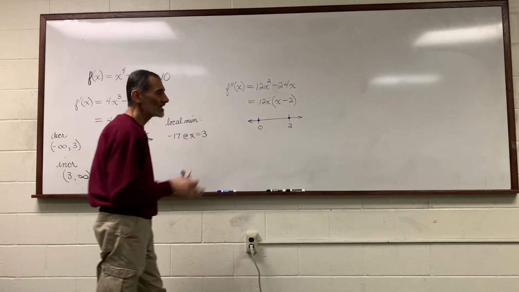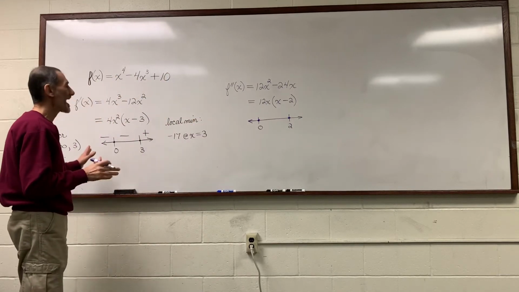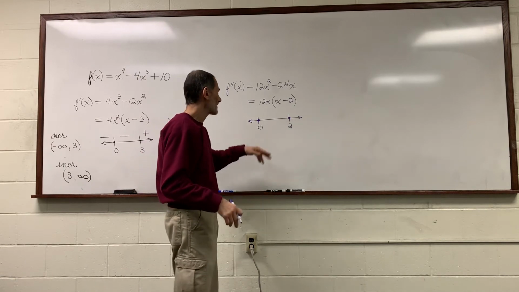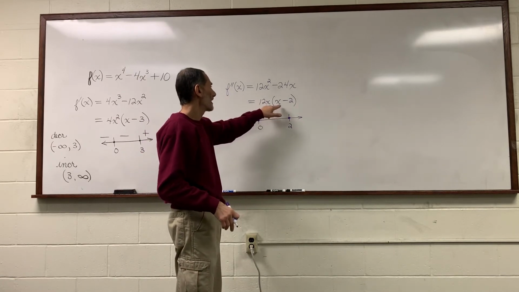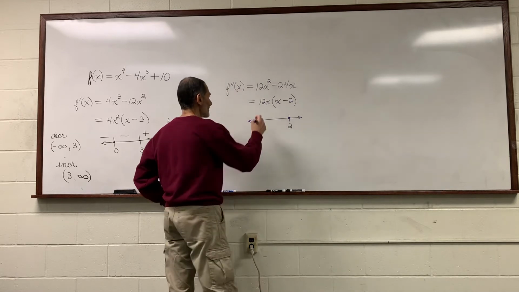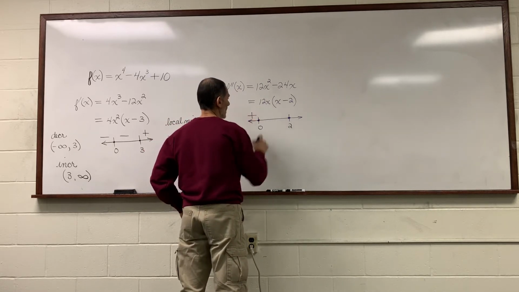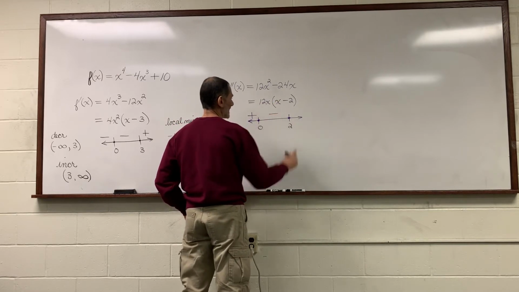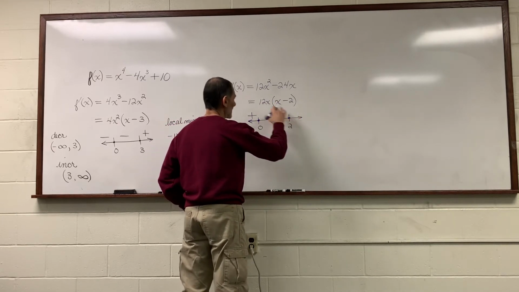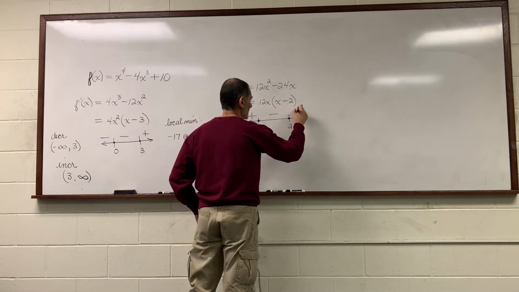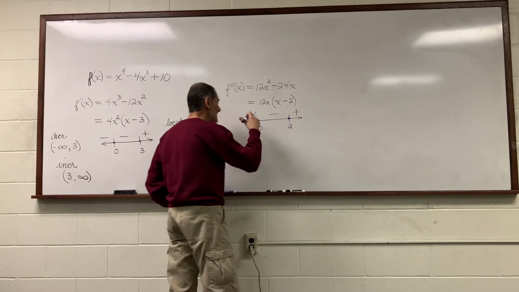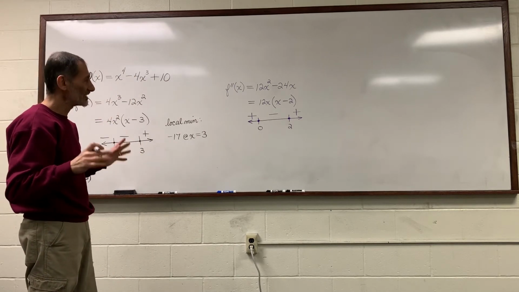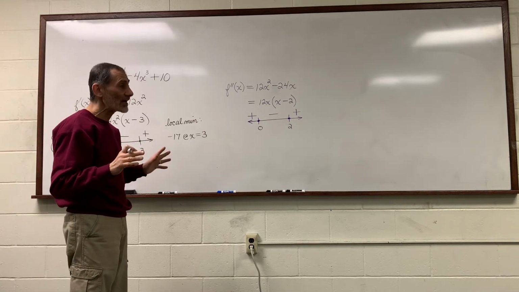We test the intervals for the second derivative exactly as we did for the first. We try a number less than 0. Try negative 10. Negative times negative, positive. Try 1, positive times negative, negative. Try 10, positive times positive. Now, these plus and minuses are not telling us increase and decrease. They are telling us concavity.